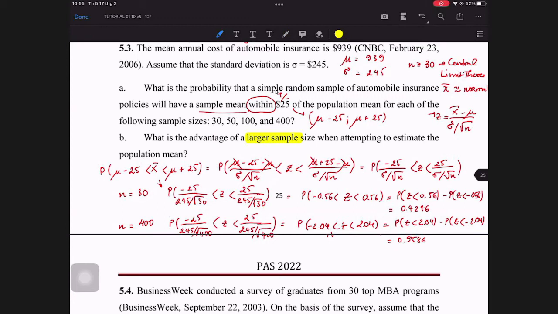So the advantage of the larger sample size is an increase in preciseness. Our estimation will be more correct, will be more precise. Right, so that should give us the answer for question 3.